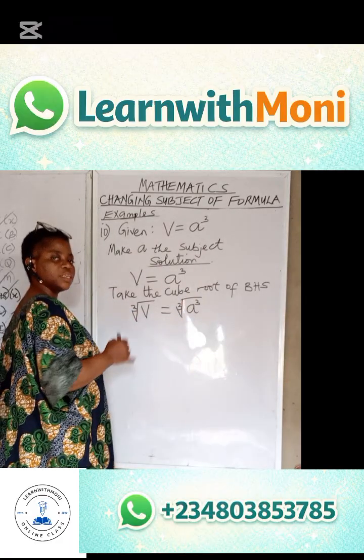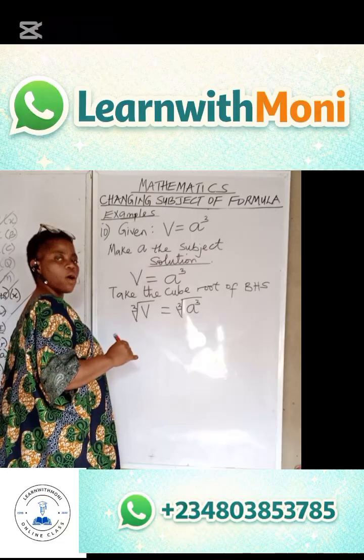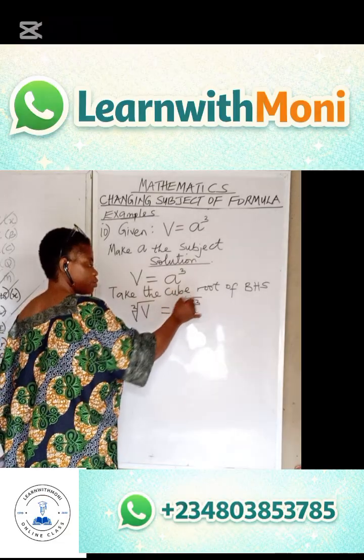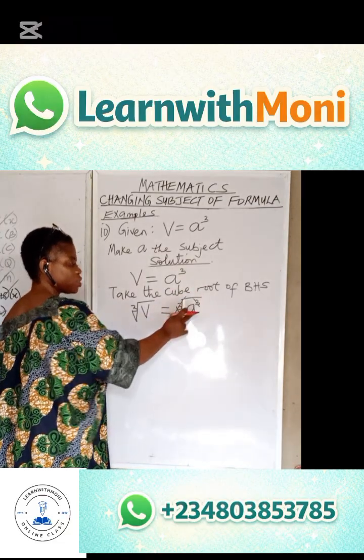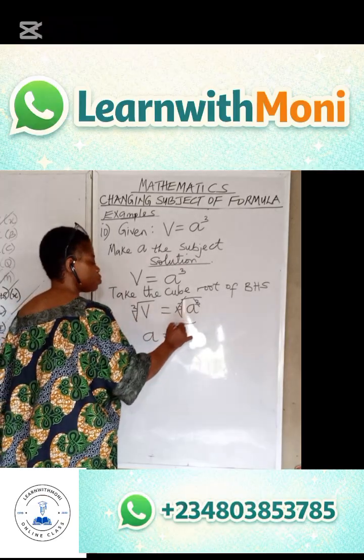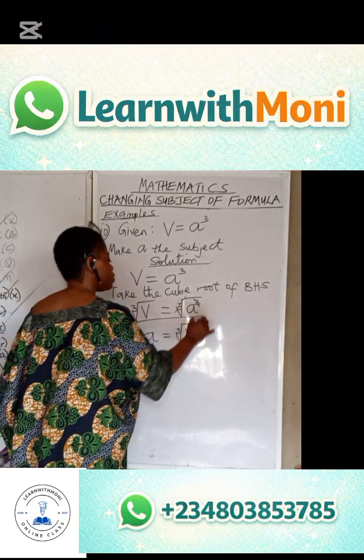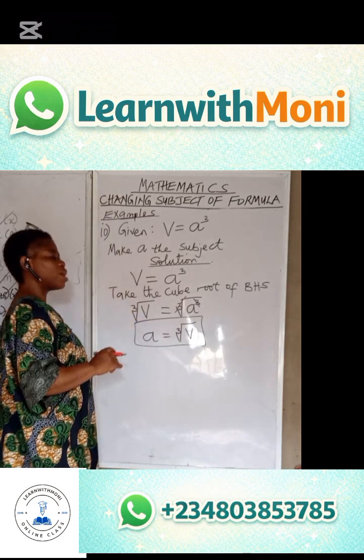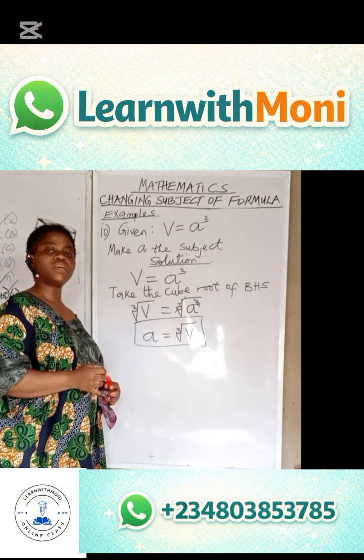Cube root and the cube are a word and its opposite, so they cancel each other. We are left with A, which equals cube root of V. And with that, A is already made the subject of the formula.